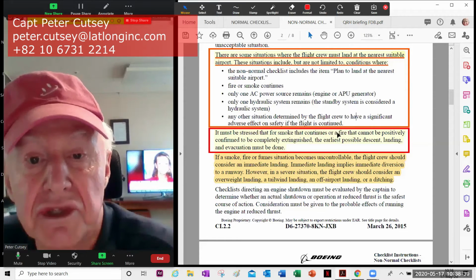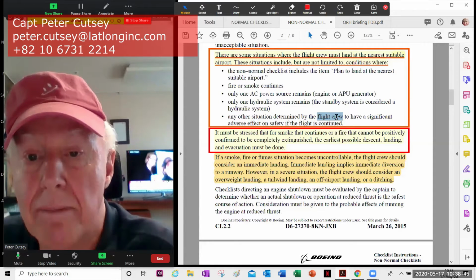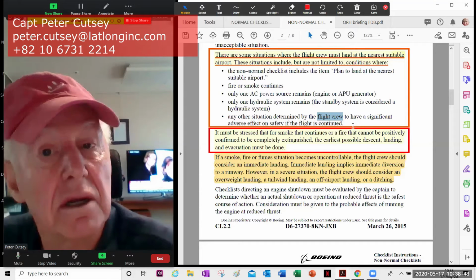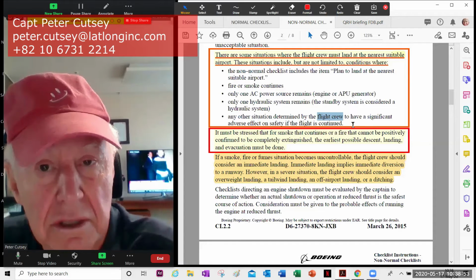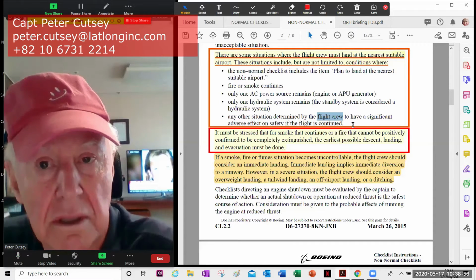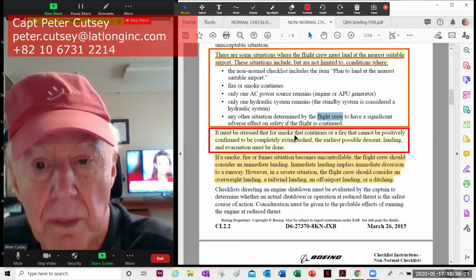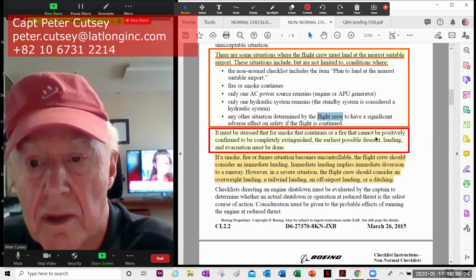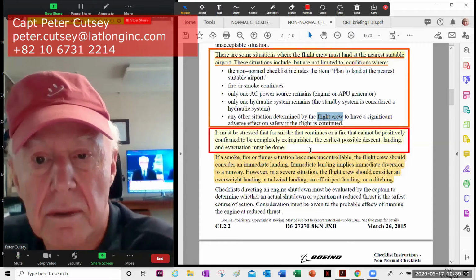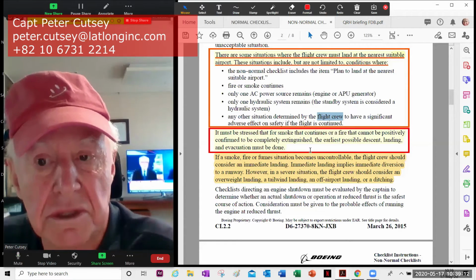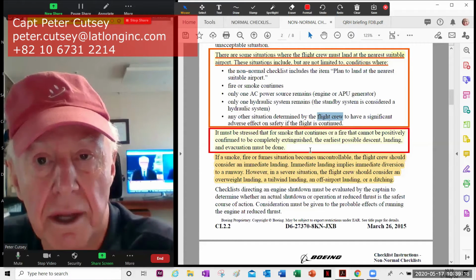However, you do things together as a crew. If you notice, the statements by Boeing state "flight crew." Okay, do things together. Don't rush, but do things together. Communicate. That's important. It must be stressed that for smoke that continues or a fire that cannot be positively confirmed to be completely extinguished, the earliest possible descent, landing, and evacuation must be done.